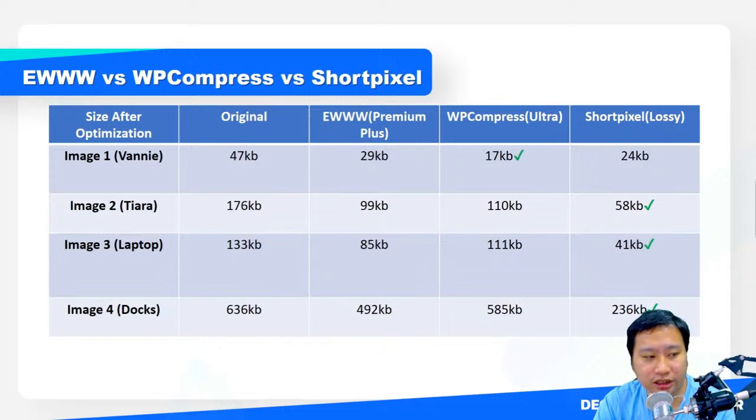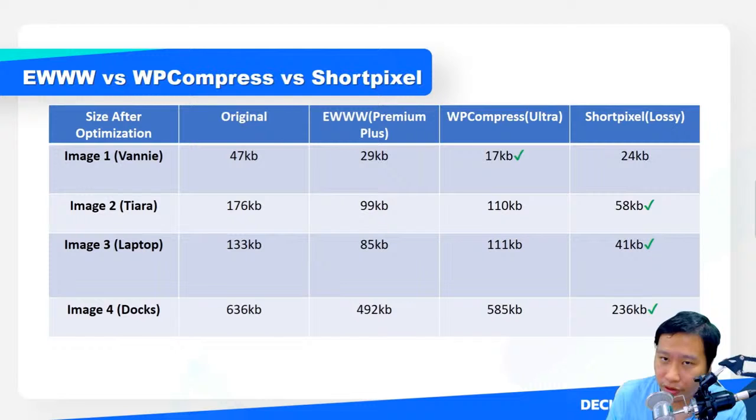Next is a third image of a laptop. It's 133 KB. So EU brings it down to 85, WP Compress brings it to 111 KB, and for Short Pixel it brings it to 41 KB. And lastly, it's an image of dogs.